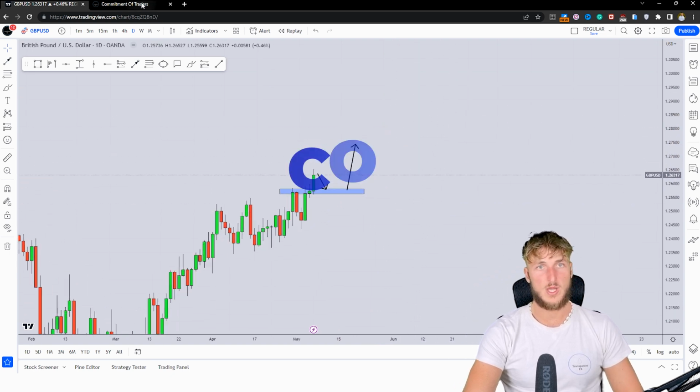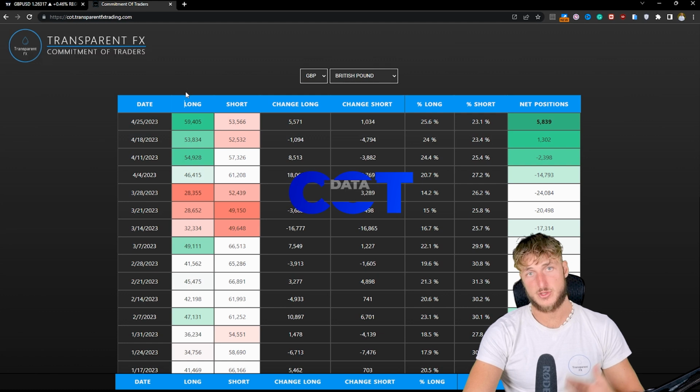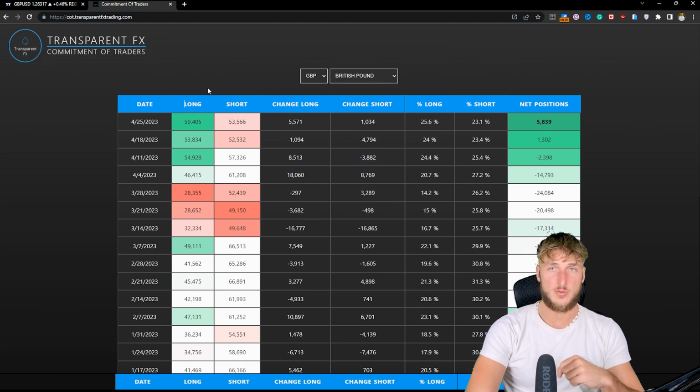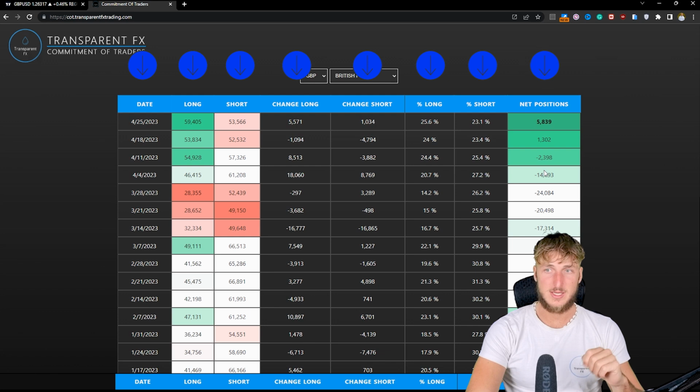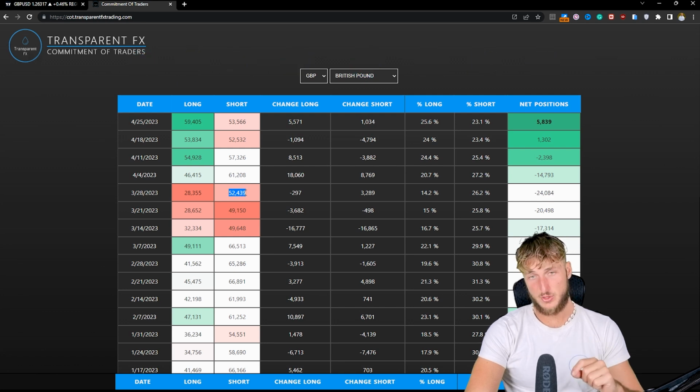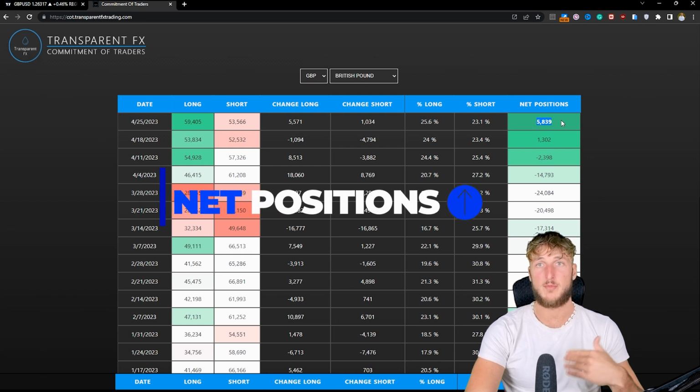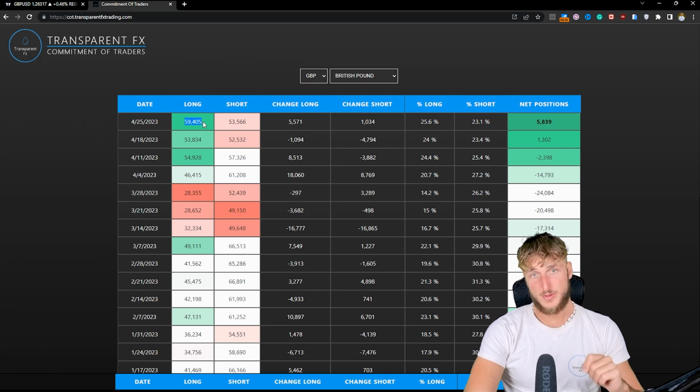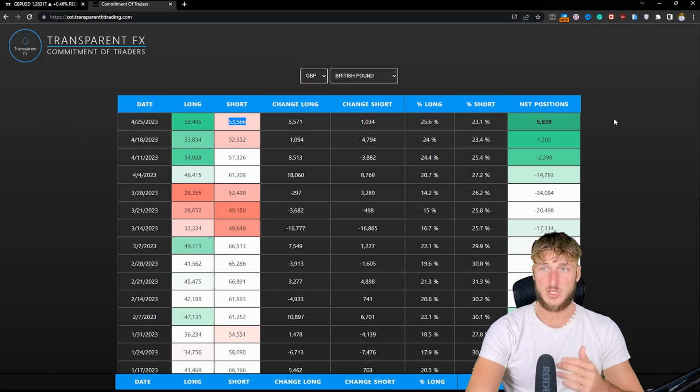Now, if we go and see what we have when it comes to the commitment of traders, so the COT data, which is what the non-commercials are doing, what we can see is that with the last reports, institutions went from having a minus 24k net positioning with 52k shorts compared to only 28k longs, all the way up to currently having a positive net positioning of plus 5.8k net positions with 59k longs compared to only 53k shorts. So completely opposite situation with 5.5k longs added just with the last report.